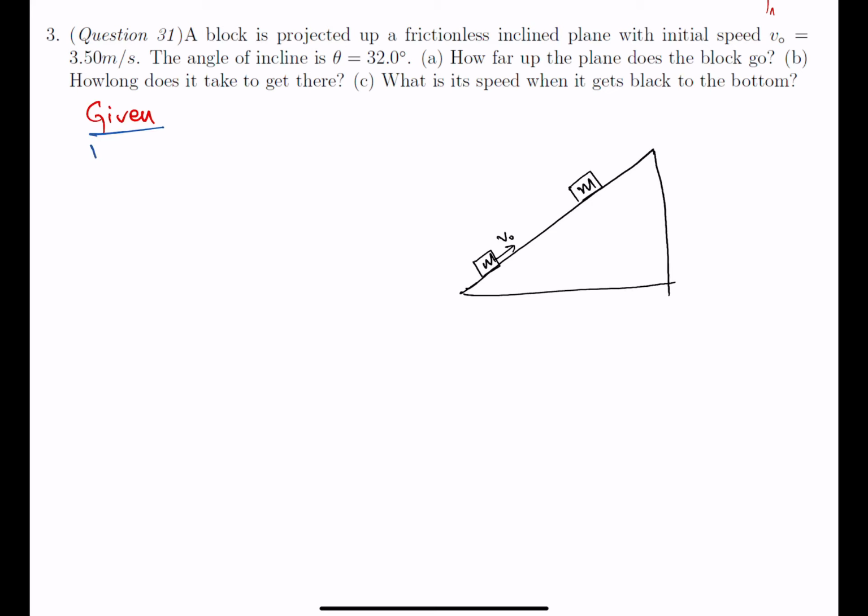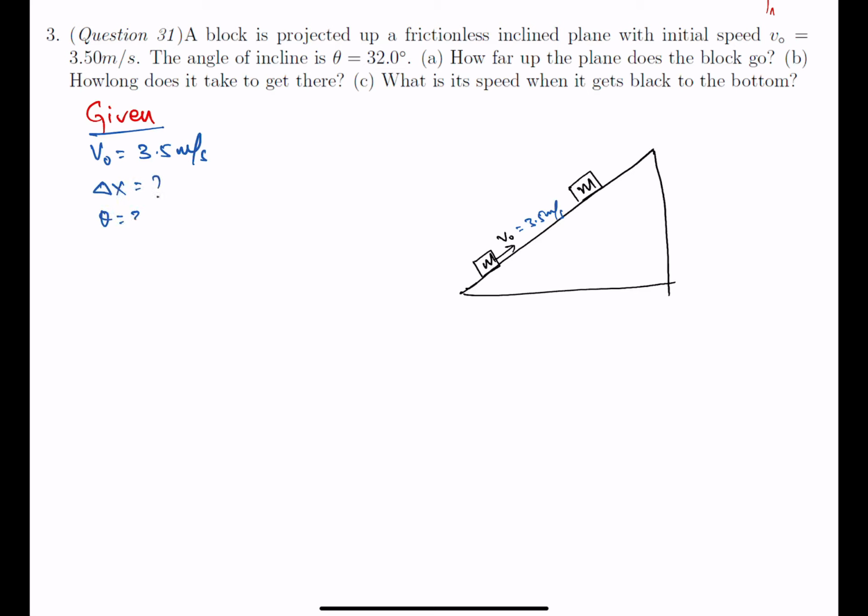Given V initial 3.5 meters per second. That means this block was provided some force which gave it a velocity of 3.5 meters per second. So it went up the ramp. That means it has to stop at some point, and it's going to come back down. We need to find change in x.